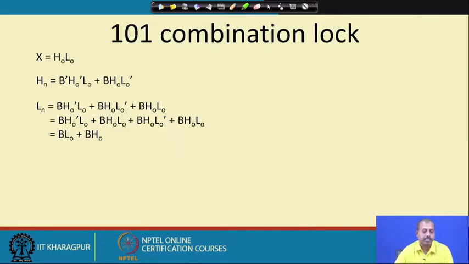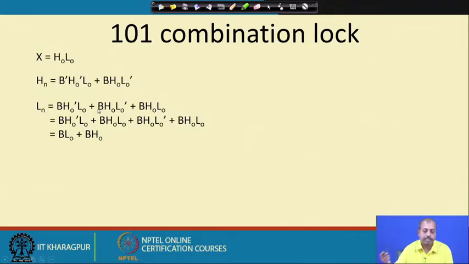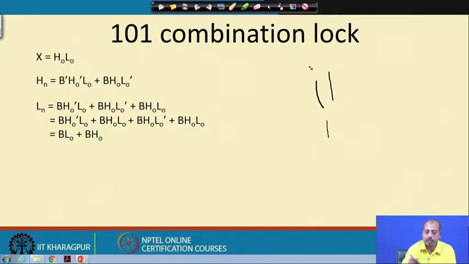So, x is given by H0 L0 and this or x H0 L0. So, Hn is given by this function and Ln is given by this function. So, we can just make a combinational logic and put this combinational logic into some part of the circuit. So, this is the combinational logic.